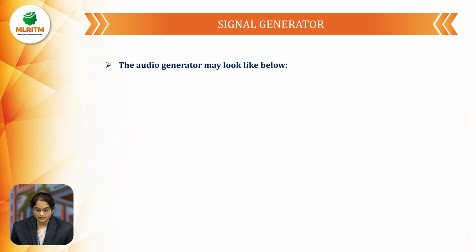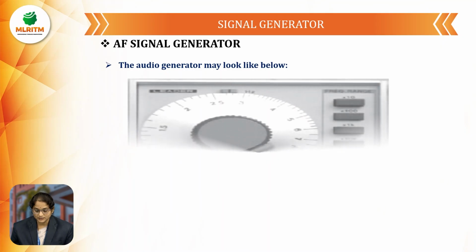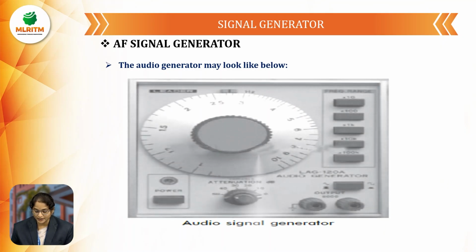This audio frequency signal generator may look like this. We have knobs, and we can modify any signal's amplitude or frequency. With the help of these knobs, we adjust the particular frequency or amplitude levels. We have range knobs like 10 kilohertz and so on. These are the outputs. This is the sine wave.